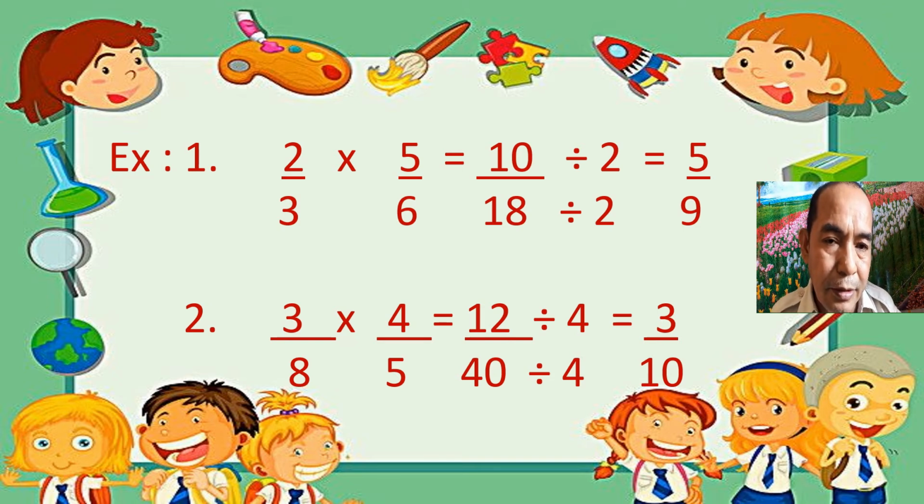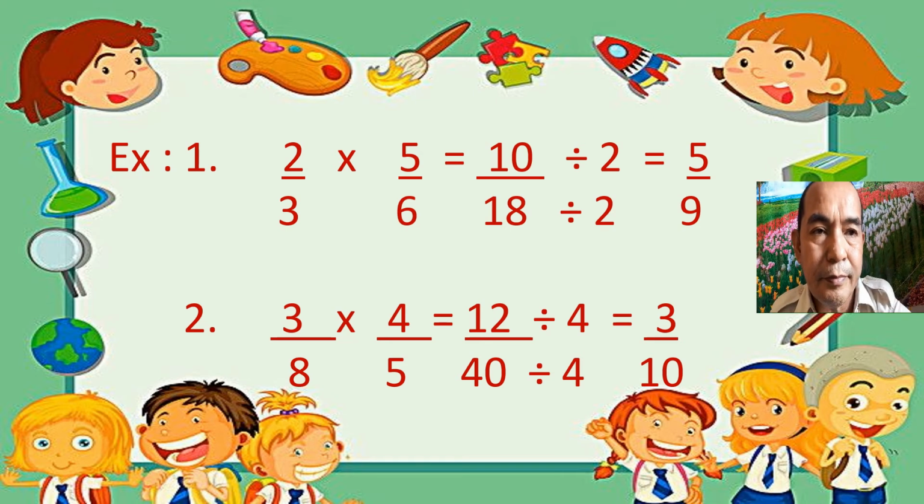How do we know that 3 over 10 is already in the lowest term? 3 is a prime number and we can no longer reduce this one. And 10 has only a factor of 2 times 5, 10 times 1, no common factor at all. So, this is considered as a fraction in its lowest term.